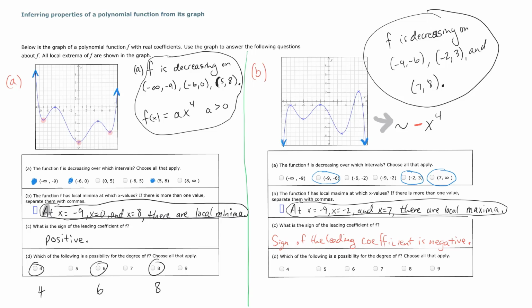Which of the following is a possibility for the degree of f? It is looking like degree 4, and of course every even degree polynomial will have the same end behavior of x to the 4th. So in this case, it's actually the 3 even numbers that are given. If they gave you 10, 12, 24, 48, or 52, you would be able to select those even numbers as well.